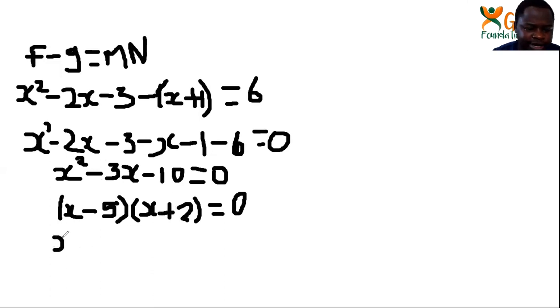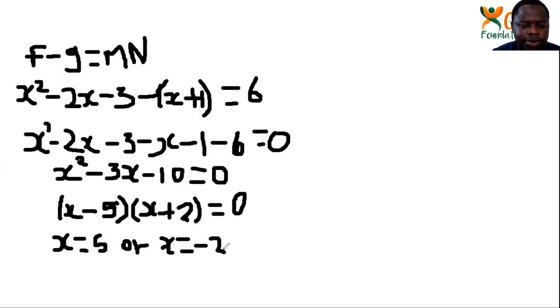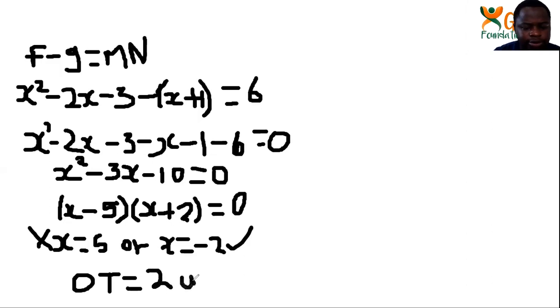So when you solve, x is equal to 5 or x is equal to minus 2. So 5 is not the value that we want. We're interested here because the point is on the negative side. So you will end up having OT equal to 2 units. Now here your x is equal to negative 2. So this is question number 4.